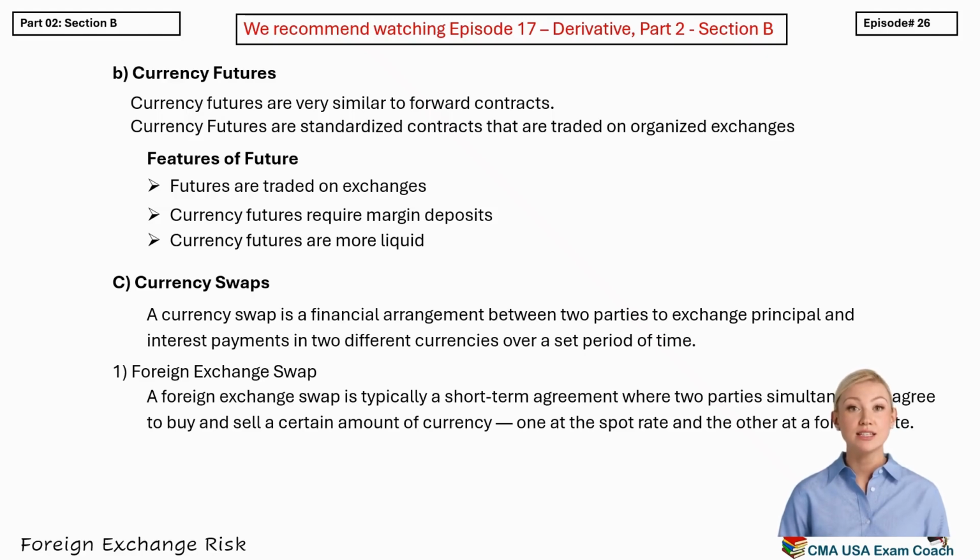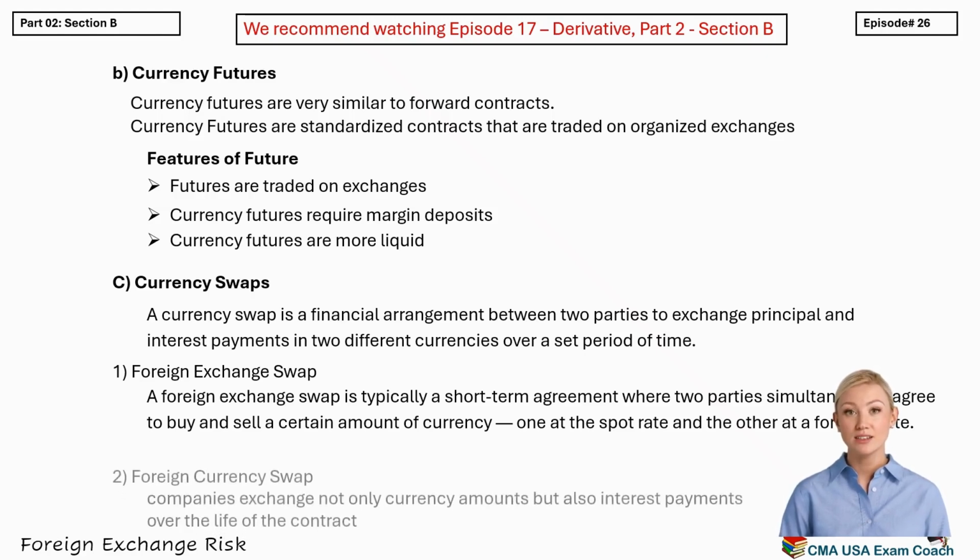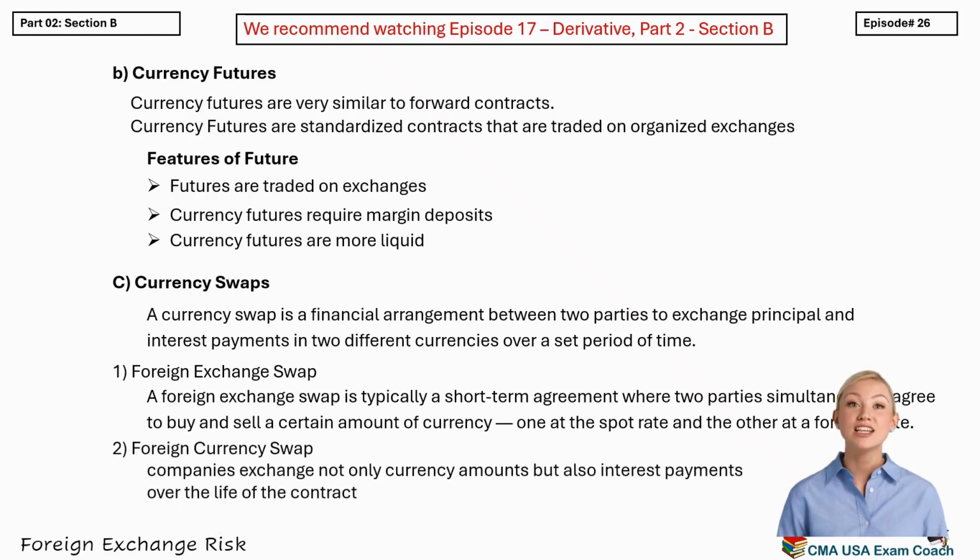2. Foreign currency swap. A foreign currency swap, on the other hand, is a long-term contract, often lasting several years. Here, companies exchange not only currency amounts, but also interest payments over the life of the contract. At the start of the swap, the companies exchange principal amounts in different currencies. During the contract, they keep exchanging interest payments, and at the end, they reverse the principal exchange.